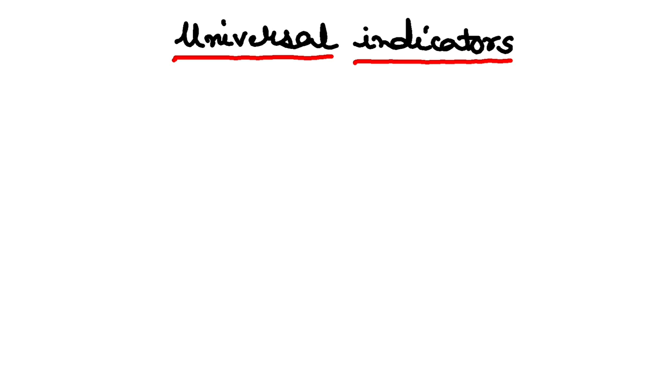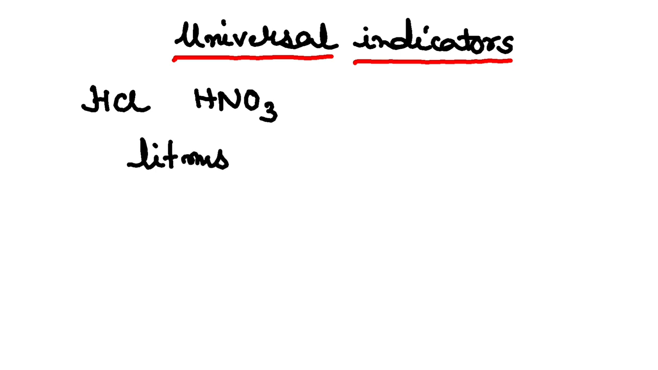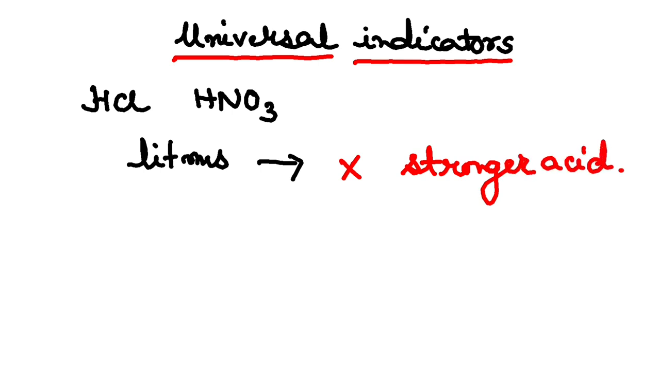Okay, so for example, if I take HCl hydrochloric acid and HNO3 nitric acid, and if you take an indicator, let's say litmus, the litmus paper will tell you that both of them are acids. Okay, HCl is also an acid, HNO3 is an acid. The problem is the litmus paper cannot tell you which is a stronger acid and which is the weaker acid. That means with the help of normal indicators, you cannot compare acids or bases.